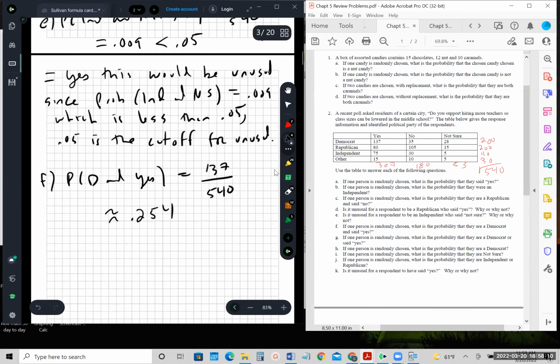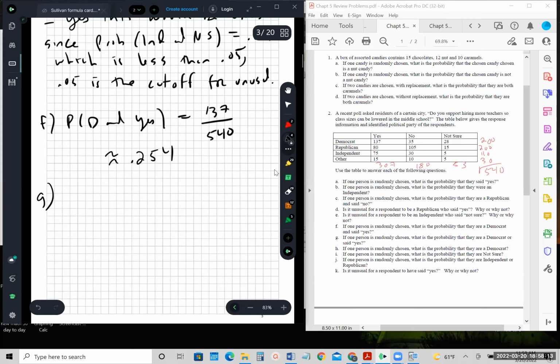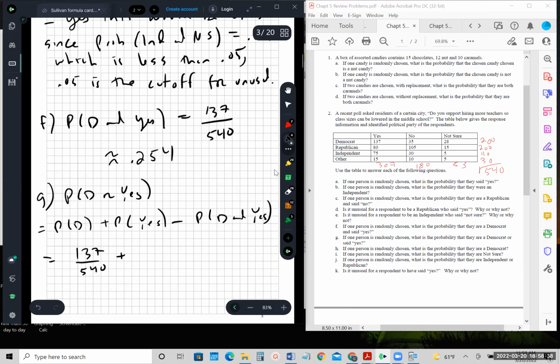And then part G would be if a person is randomly chosen, what is the probability they are a Democrat or said yes? So the probability they're a Democrat or yes would be the probability they're a Democrat plus the probability they said yes minus the probability they're Democrat and said yes. So the probability Democrat would be 137 out of 540, plus the probability I said yes would be 307 out of 540. But then, I'm sorry, the Democrat, I apologize, that would actually be 307. So this should be the 307.